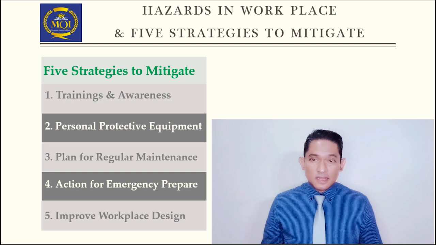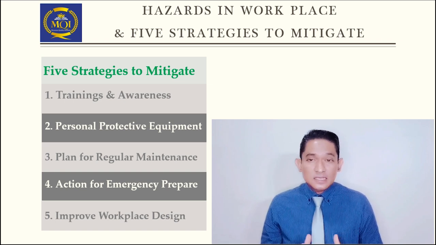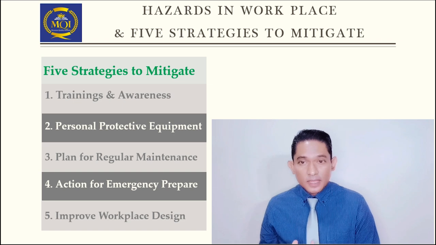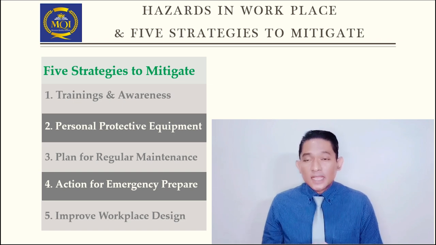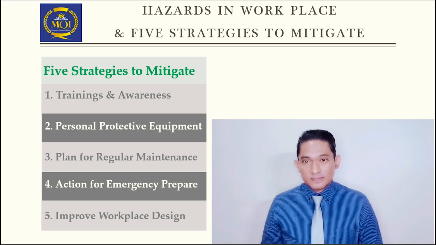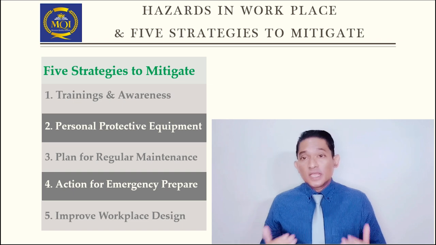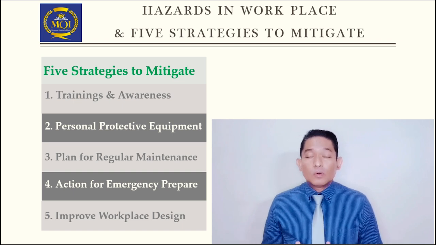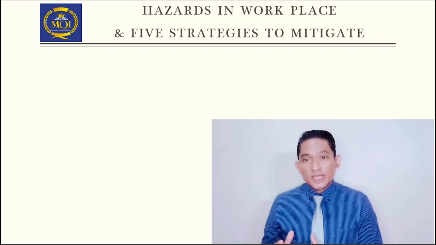Strategy 5. Improve workplace design. The workplace shall have proper lighting and a ventilation system. If the working condition is advanced, it needs redesigned ergonomics to reduce stress and strain in the work environments. In this way, we can plan proactive actions to mitigate work-related accidents in our working environments. This is the brief introduction of hazards in the workplace and the 5 strategies to mitigate them.